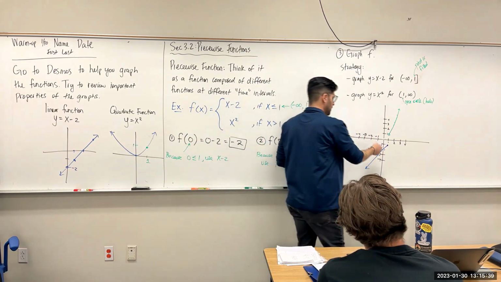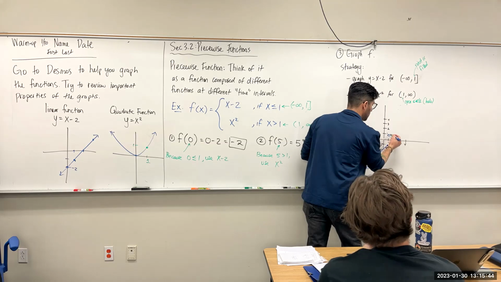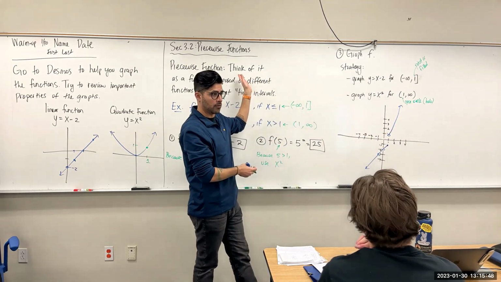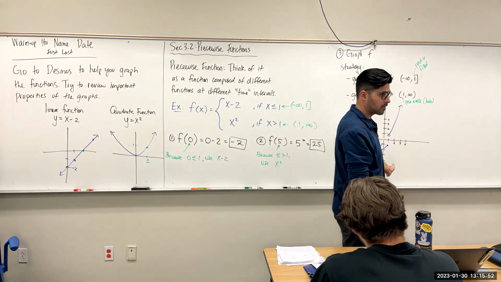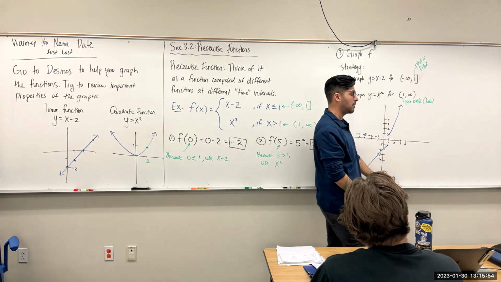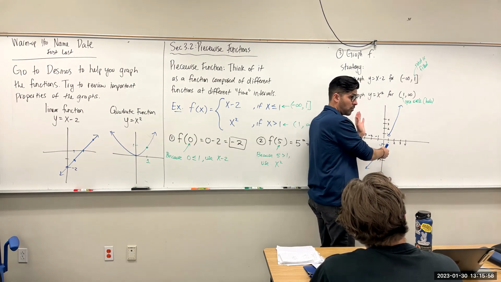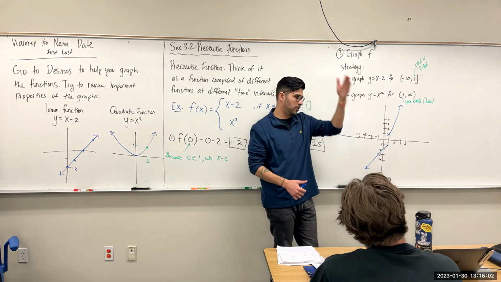Let me put it in blue so that you don't think it's a completely different graph. This is the graph of this piecewise function. If I cross it with a vertical line, it does not cross it more than once. The bottom graph could be whatever other function it is. It just has to pass the vertical line test for it to be a function.